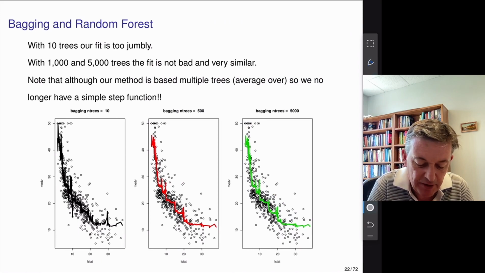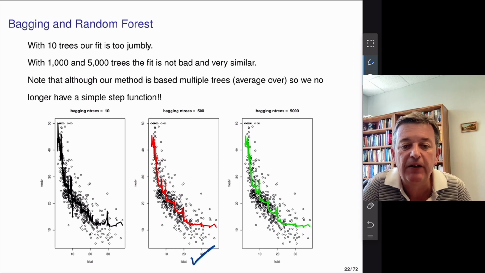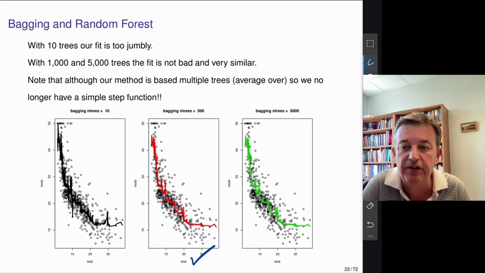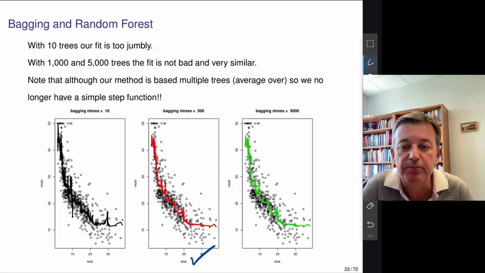What would it look like in practice? If I do 10 trees, it jumps a little bit too much, so it's still a bit too noisy. If I do 1,000 trees or 5,000 trees, it doesn't really matter. So a 1,000 tree fit would look something like this, giving us a good predictor. And again, it fits the data a little bit more closely than just a simple step function. So rather than taking one tree, I've managed to average over 1,000 trees, and it gives me a little bit of finer detail when it comes to prediction, so I can get lower out of sample mean squared error.